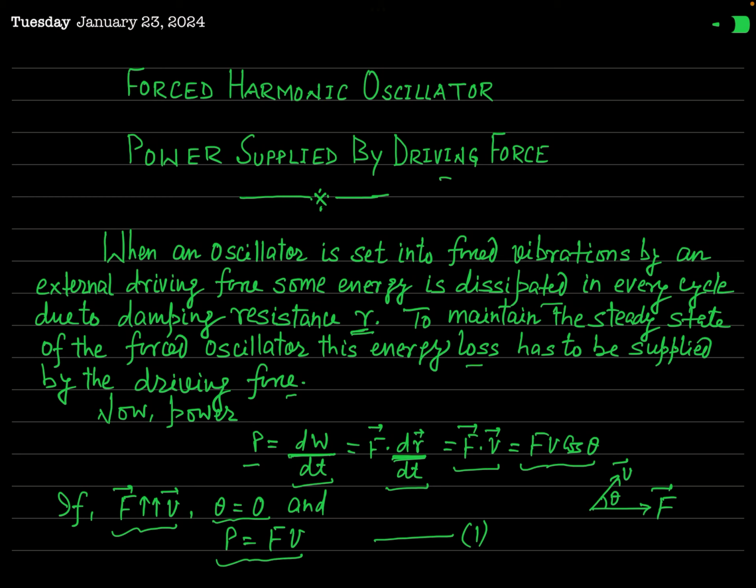Here actually we will use this result because in this condition we consider that the velocity of the oscillator is in the direction of the applied periodic force. Now what is this f and what is this v? If you know the values of f and v at any time t, you can find the instantaneous power supplied by the driving force to the oscillator.